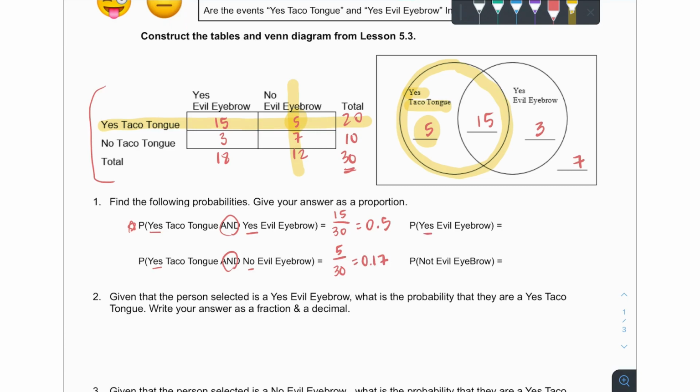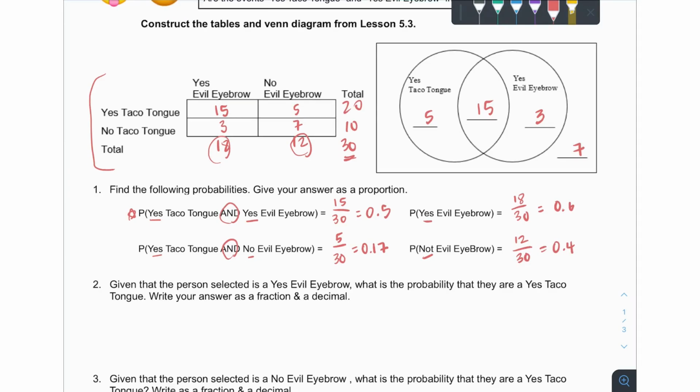Again, for yes evil eyebrow, I don't need to find any intersection. I just want the total number of people who can do an evil eyebrow, so that would be 18 out of 30. Then not evil eyebrow would be the total number of people who cannot do an evil eyebrow, which is 12 out of 30. Just to do those maths, 18 out of 30 is 0.6, and 12 out of 30 is 0.4. So that is number 1.